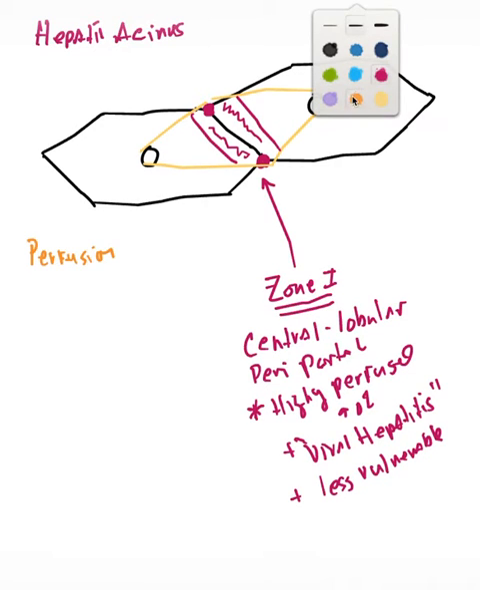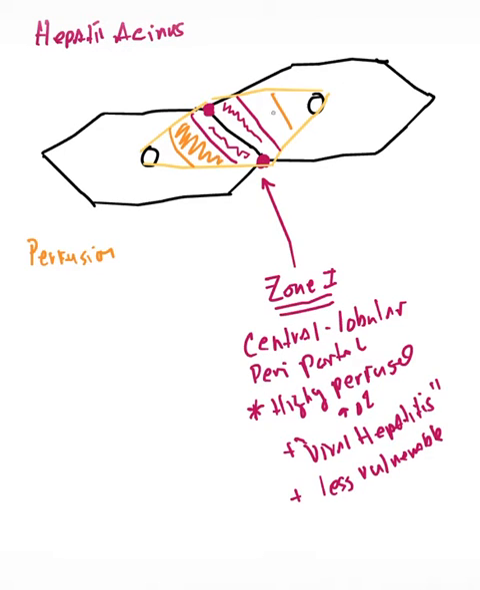So then we have this intermediate zone here, that's in the middle. So I'll just draw that in maybe a different color here. This zone here is further away, but not furthest away. It's in between, and this is what we call zone 2. Okay, this is zone 2 of the liver. It's an intermediate zone.